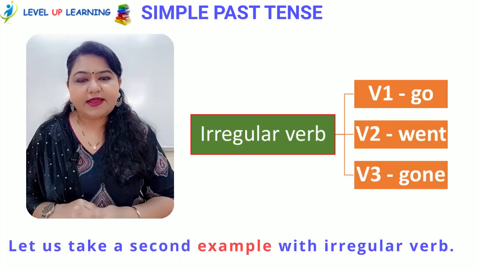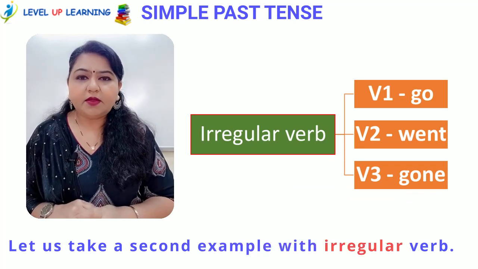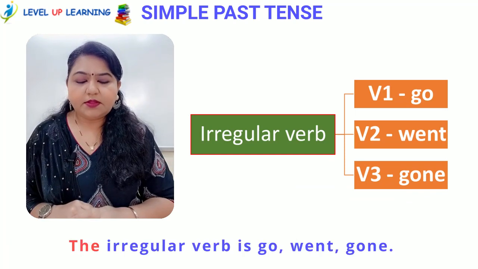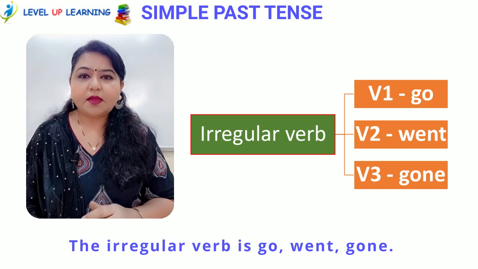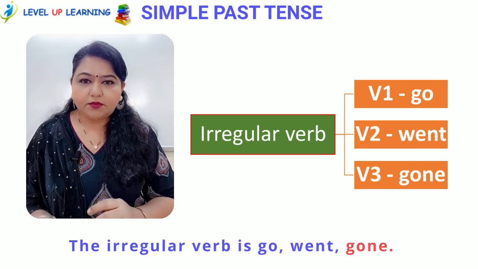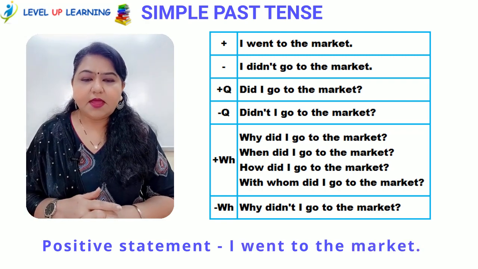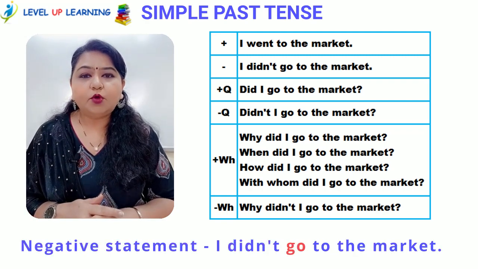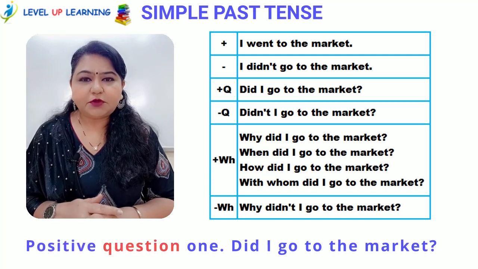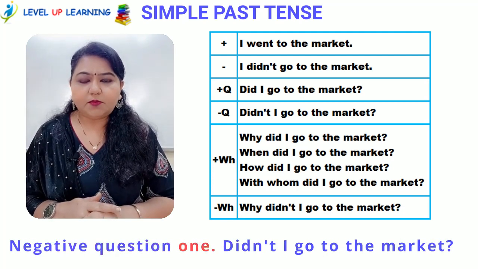Let us take a second example with irregular verb. Okay, the irregular verb is go, went, gone. Positive statement, I went to the market. Negative statement, I didn't go to the market. Positive question 1, did I go to the market? Negative question 1, didn't I go to the market?